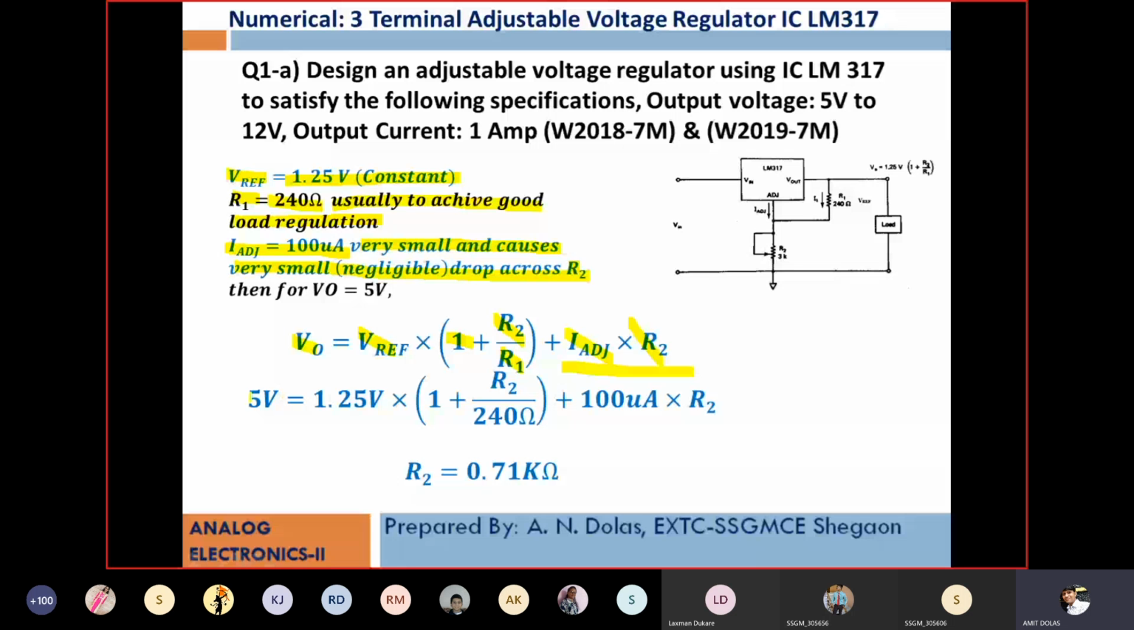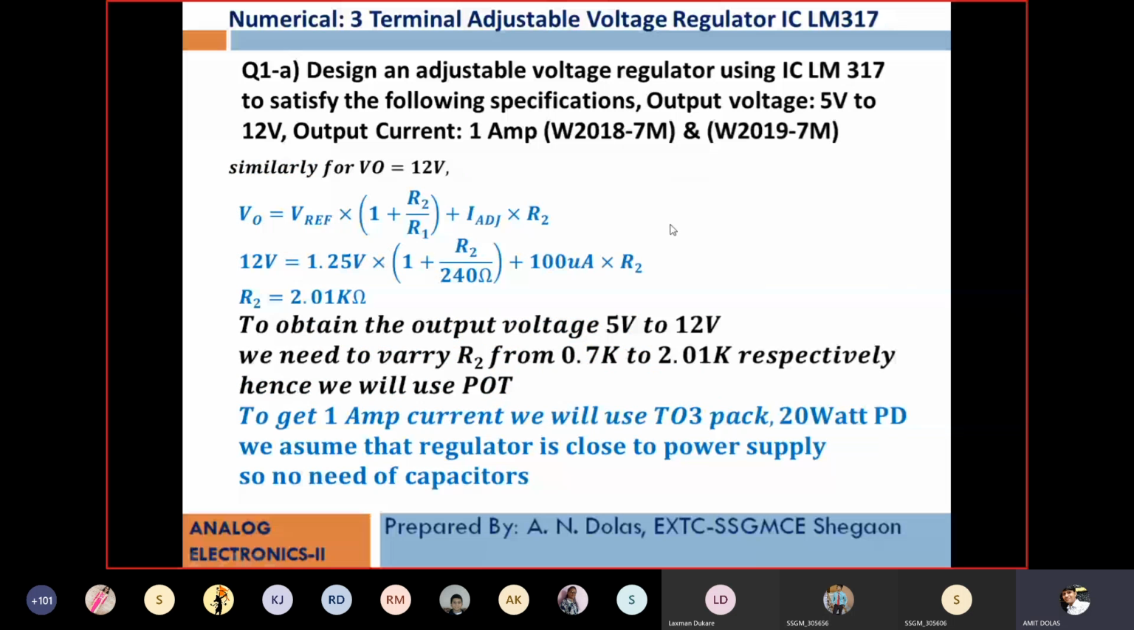So here, putting the values, output voltage initial range is 5 volt: 5 equals 1.25 into 1 plus R2 by R1, that is 240 ohm, plus 100 microampere into R2. Calculating the value of R2, it comes 0.71 kilo ohm. Another one, similarly, for calculating the value of resistance R2 for output voltage 12 volt, putting into the formula, 12 volt equals 1.25 into 1 plus R2 by 240, plus 100 microampere into R2, and the value of R2 comes 2.01 kilo ohm.